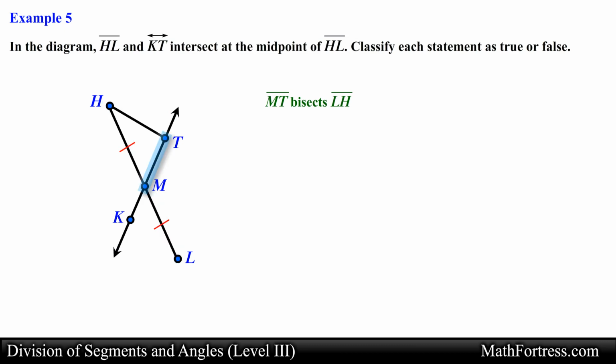The endpoints of segment MT are collinear with line KT. We can conclude that segment MT is also a bisector of segment HL. So this is a true statement. Alright, let's move along to the next example.